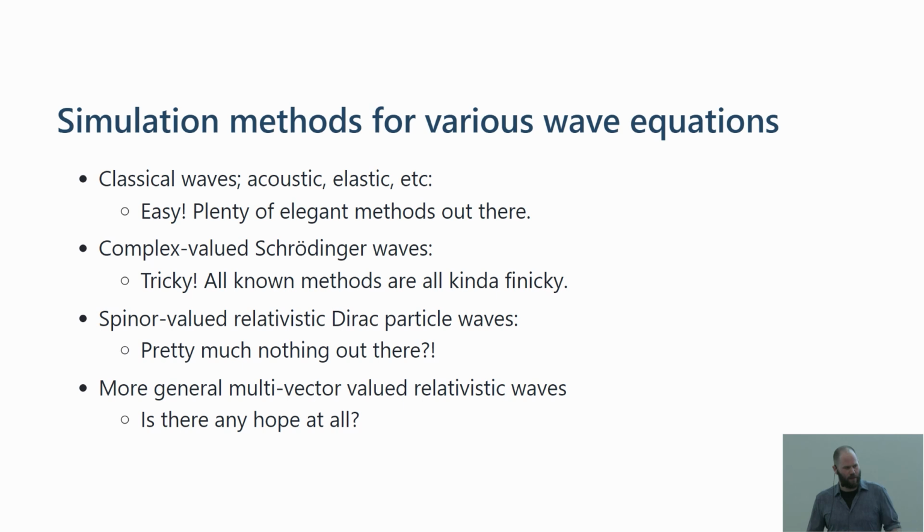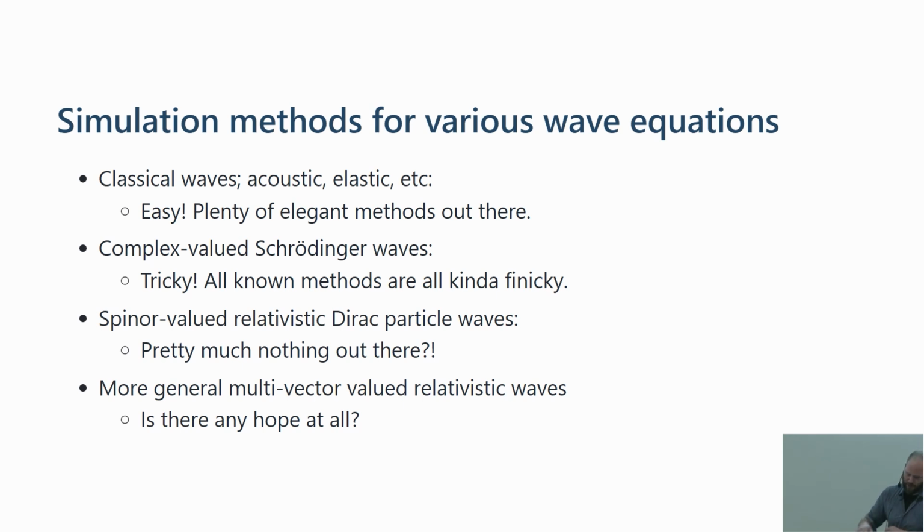And then I've often tried to find, okay, but how do the real physicists do it that want to do the real electron wave function? And as far as I can tell, there's just really not much out there at all that I could comprehend in any case. So if it comes to the more general question of multivector valued relativistic waves, it seems perhaps like a pretty hopeless thing.